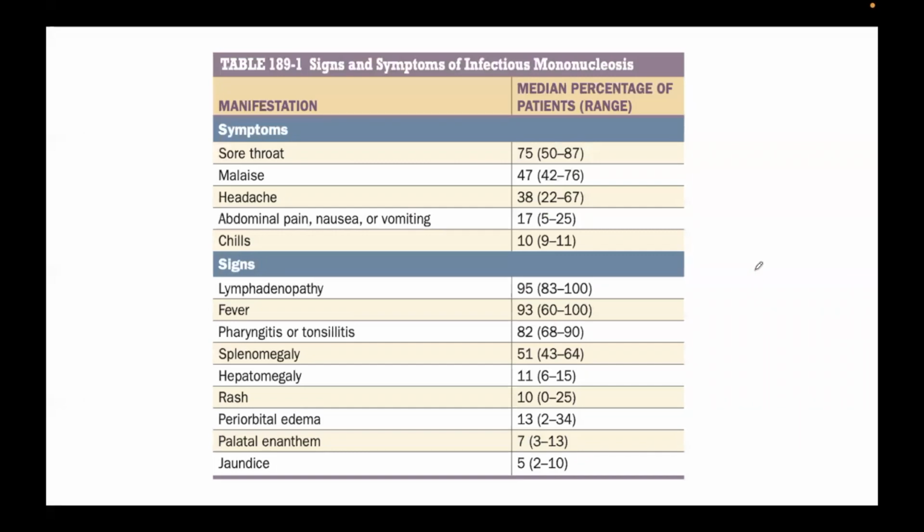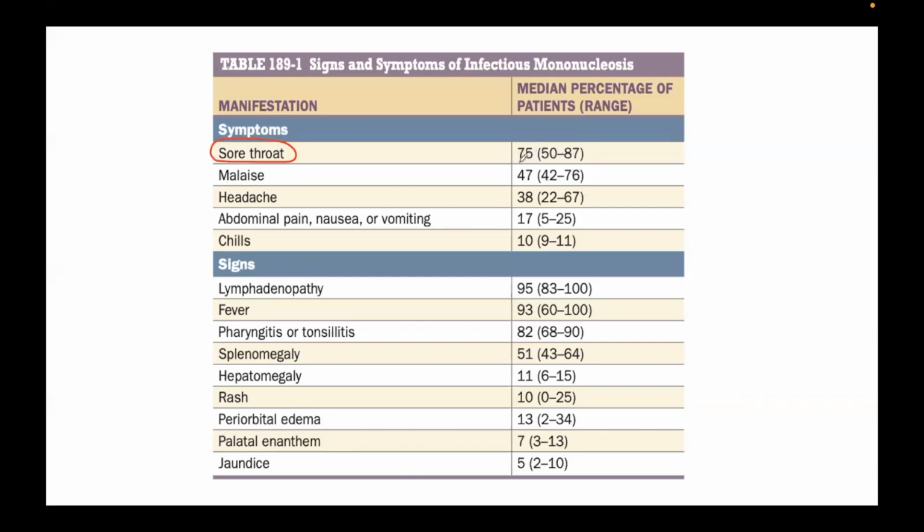Now, tip. Based on this table on the signs and symptoms of infectious mononucleosis, what is the most common symptom? Learn how to dissect the tables in the mother textbook. What is the most common symptom? It is sore throat. Right? The term sore throat is the symptom.